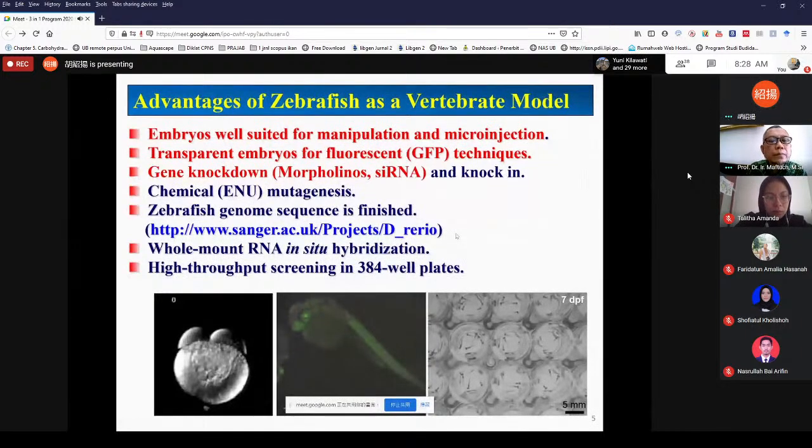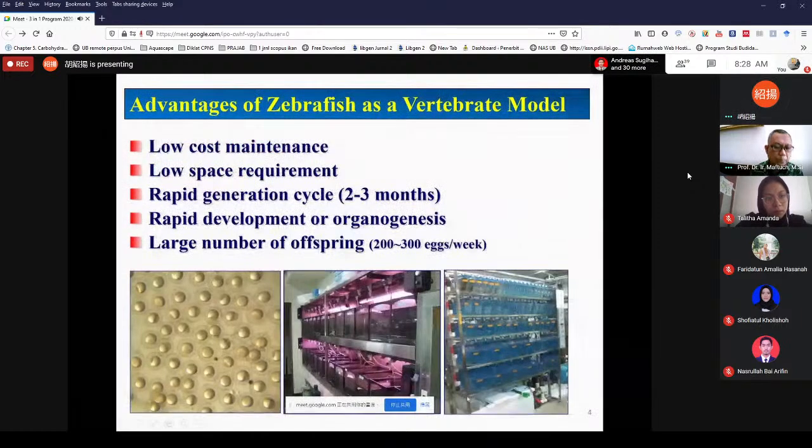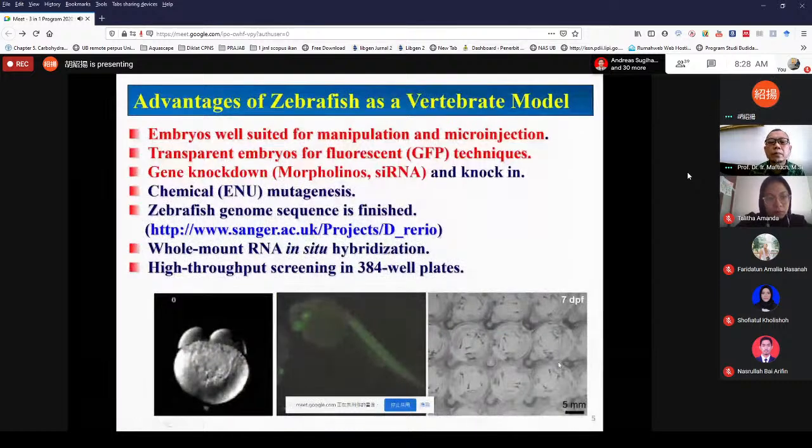It means many mutants you can get from the fish. You can see the photo below. If you get some mutants and the mutant is similar to a human disease, you can use the zebrafish for high throughput screening of drugs. Maybe the drug can be used for therapy of the human disease. So in zebrafish, one part of the research uses it to high throughput screen drugs.